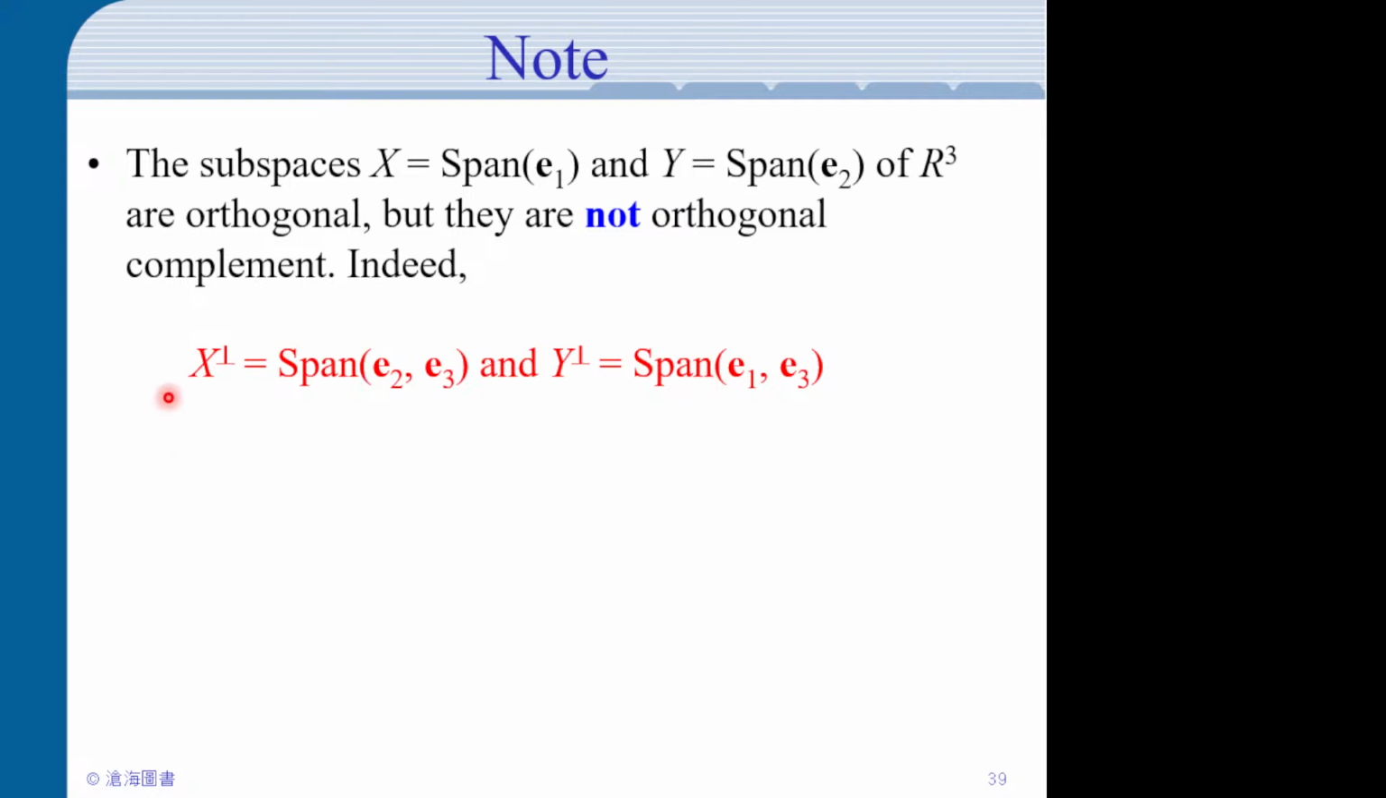Say if your X is spanned by E1, then its complement is spanned by E2, E3. If Y is spanned by E2, then its complement is spanned by E1, E3. So we see there is some kind of rule: the dimension of a subspace plus the dimension of its complement equals n. This is a theorem we'll prove today, saying that a subspace and its orthogonal complement have a very strong property. One of them is that the dimensions add up to the dimension of the space.